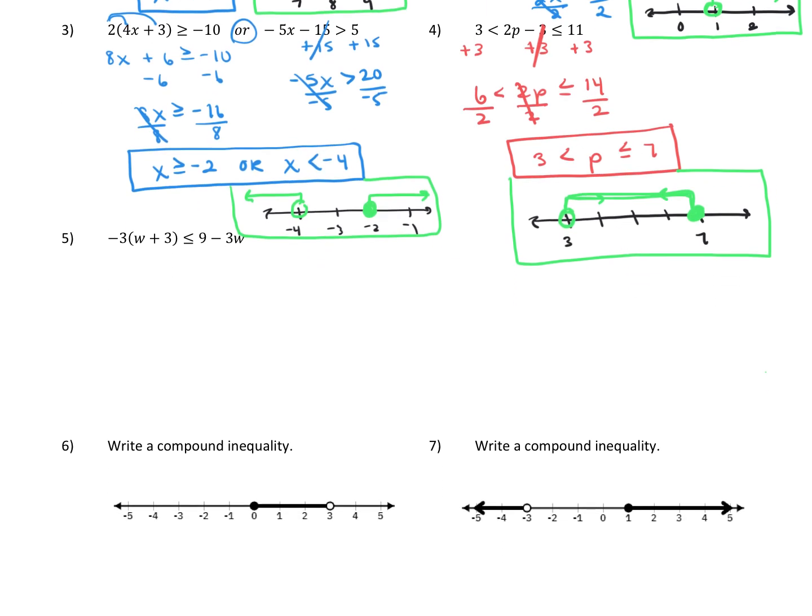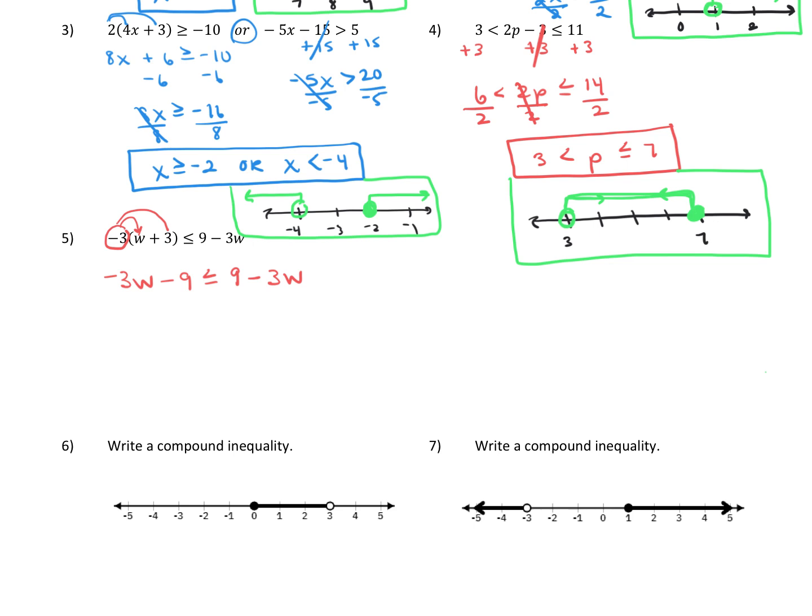All right, number 5. We have to solve one more inequality. This one has some distributing, so that -3. Remember, when we distribute, we're paying close attention to our signs. So -3 times a positive W is a -3W. -3 times a positive 3 is a -9, is less than or equal to 9 minus 3W.